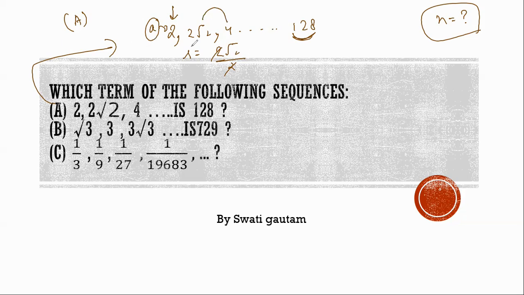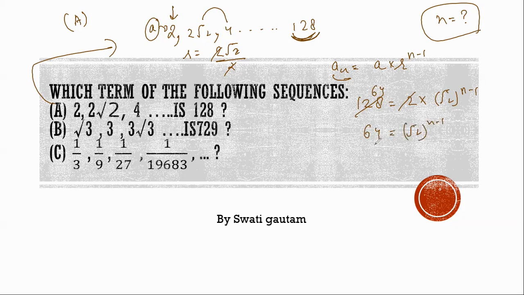So now A is 2, R is equal to root 2. Now, let's see which term is 128. We know the general formula, that is A_n is equal to A multiplied by R raised to the power n minus 1. A_n is the last term also. So 128 is equal to A, which is 2, times R, which is root 2, raised to the power n minus 1. Cancelling out by 2, it's 64. So 64 is equal to root 2 raised to the power n minus 1.